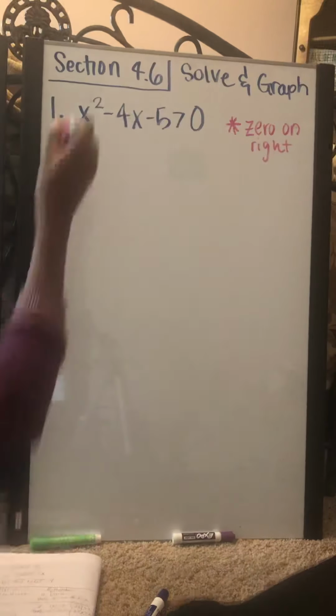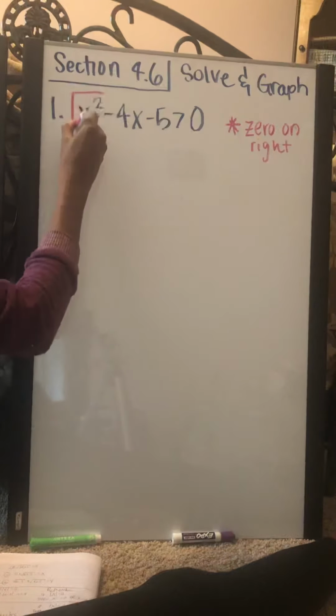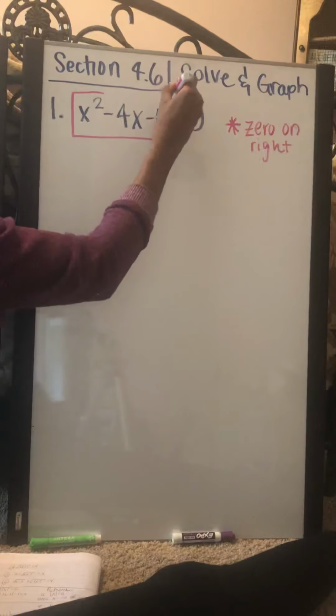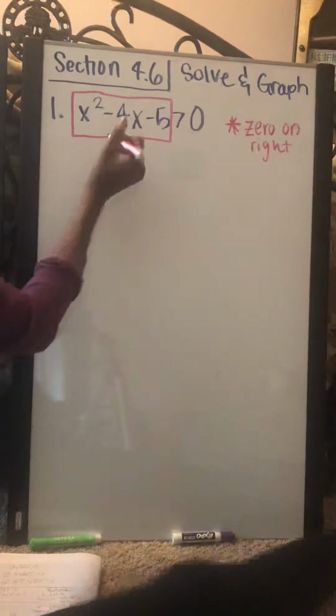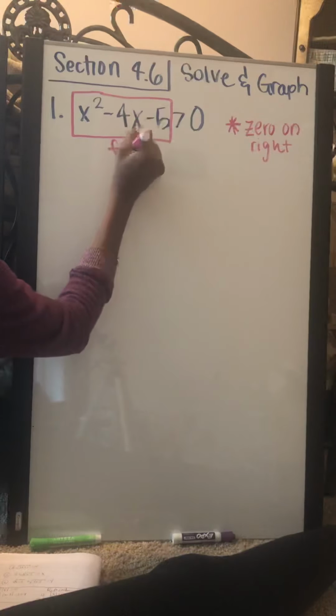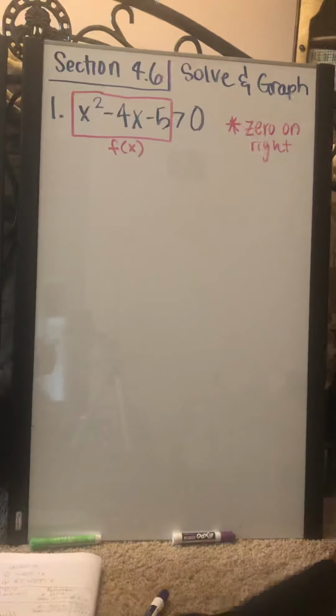So once we have that 0, what we're going to do is put a box around the other stuff on the left hand side, okay? So this box on the left hand side is going to be our actual function. So I'm going to label this f of x, okay?